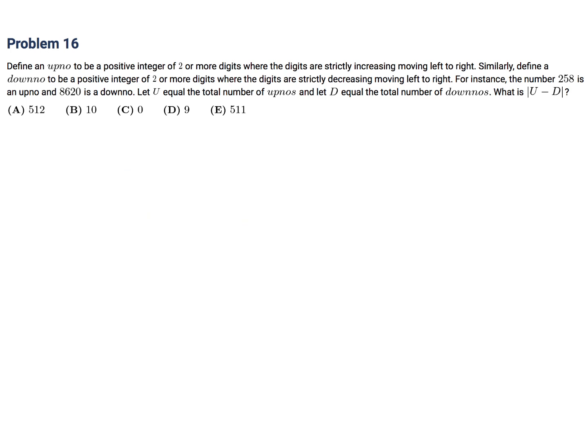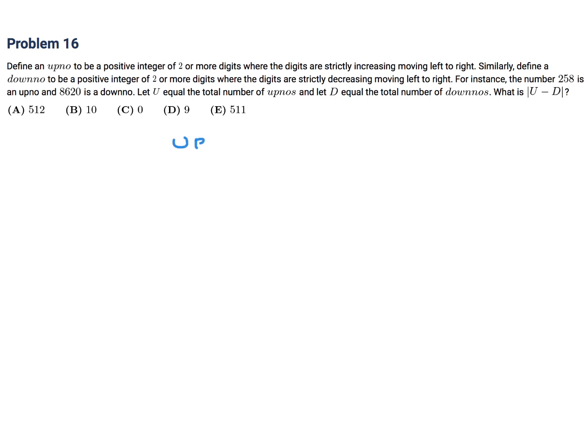Define an up number to be a positive integer of 2 or more digits where the digits are strictly increasing, moving left to right. Similarly, define a down number to be a positive integer of 2 or more digits where the digits are strictly decreasing, moving left to right. For instance, the number 258 is an up number and 8620 is a down number. Let U be the total number of up numbers and D equal the total number of down numbers. What is the absolute value of U minus D?